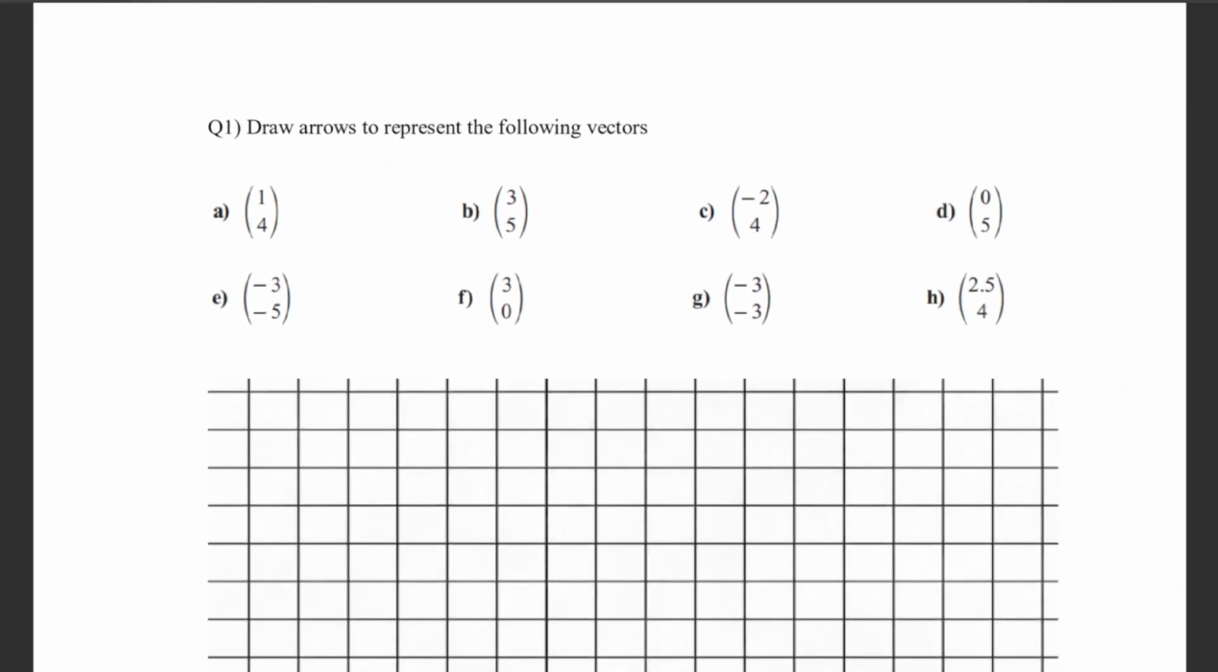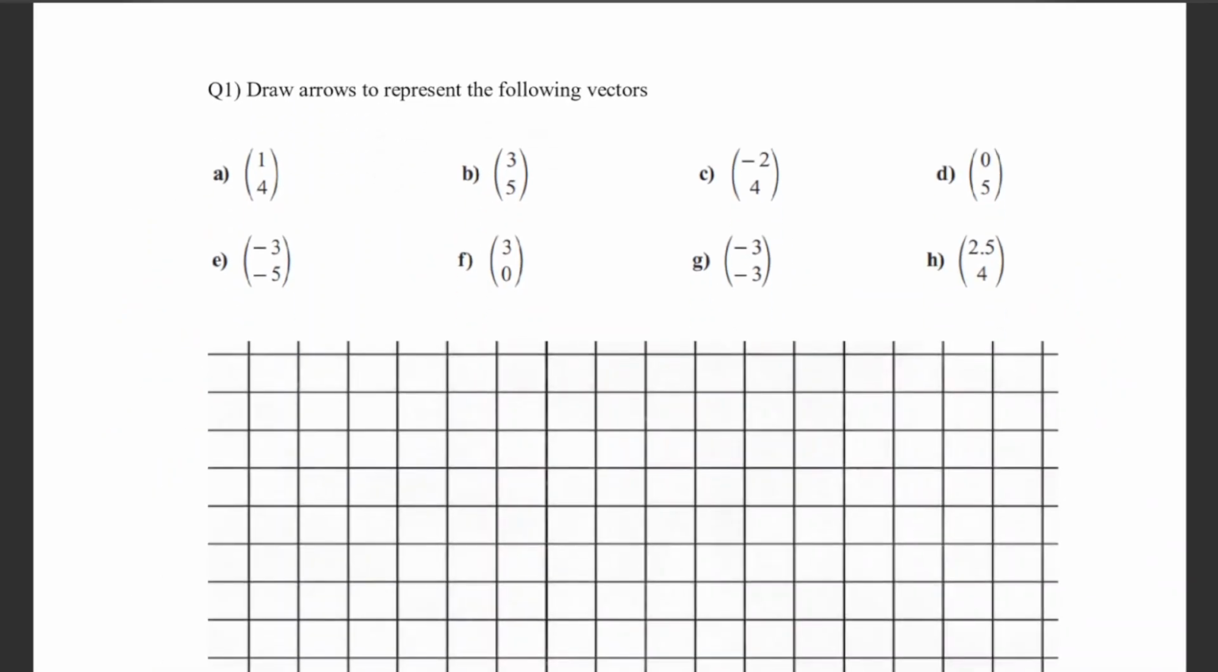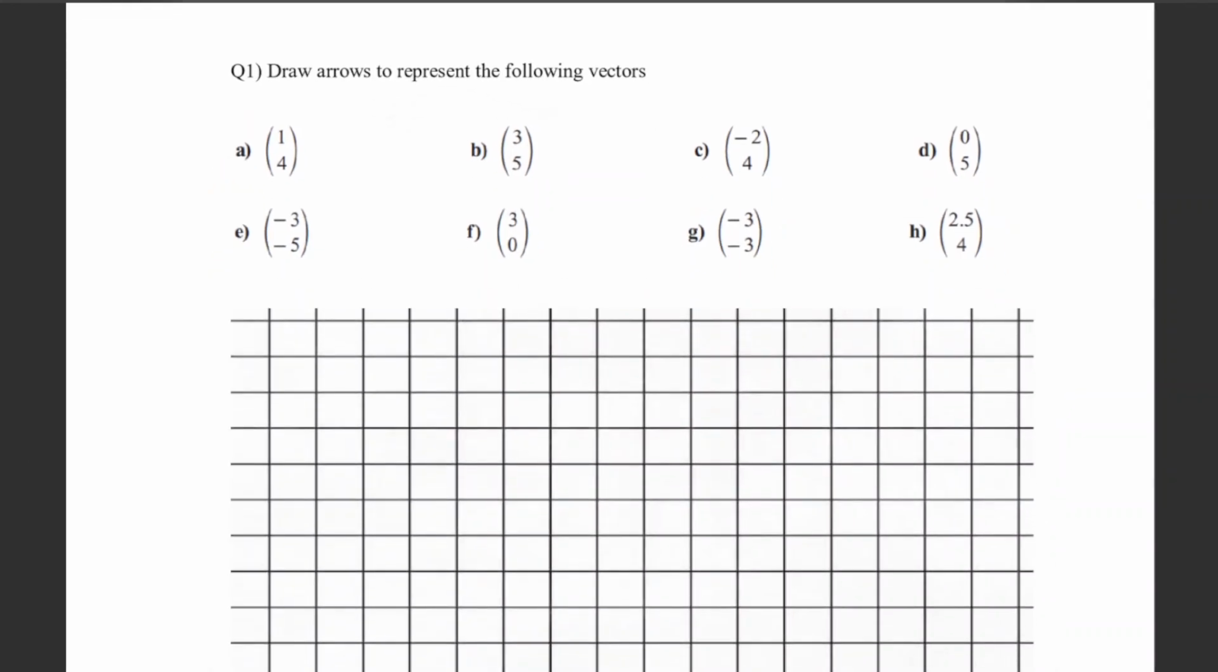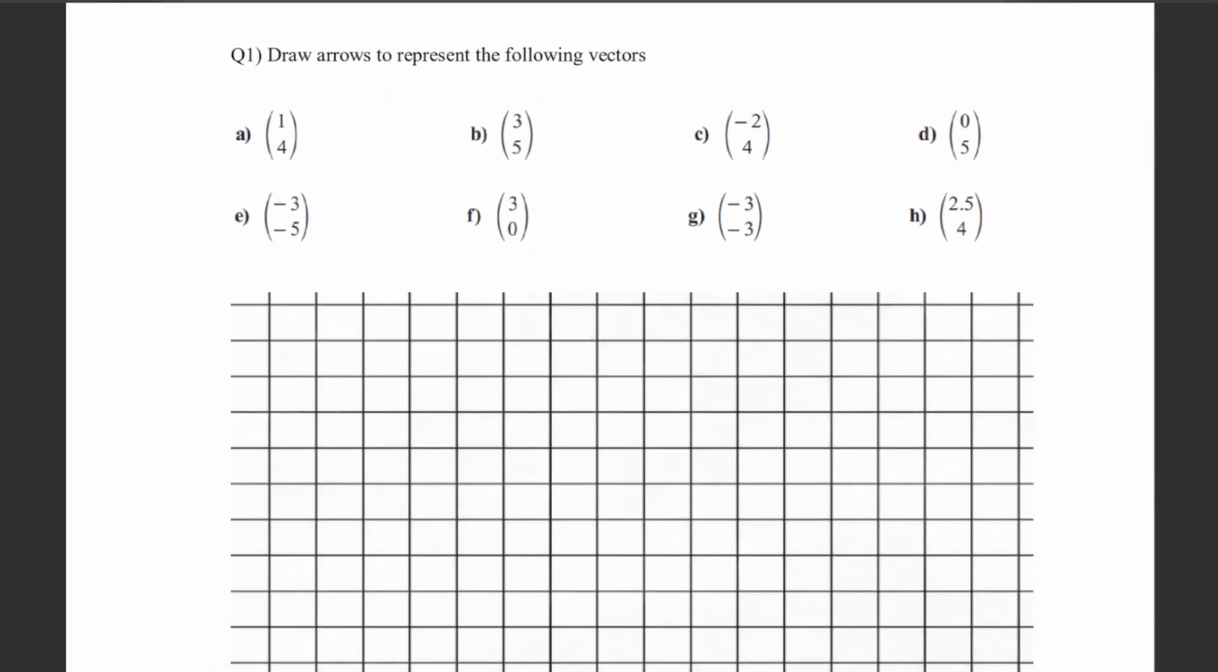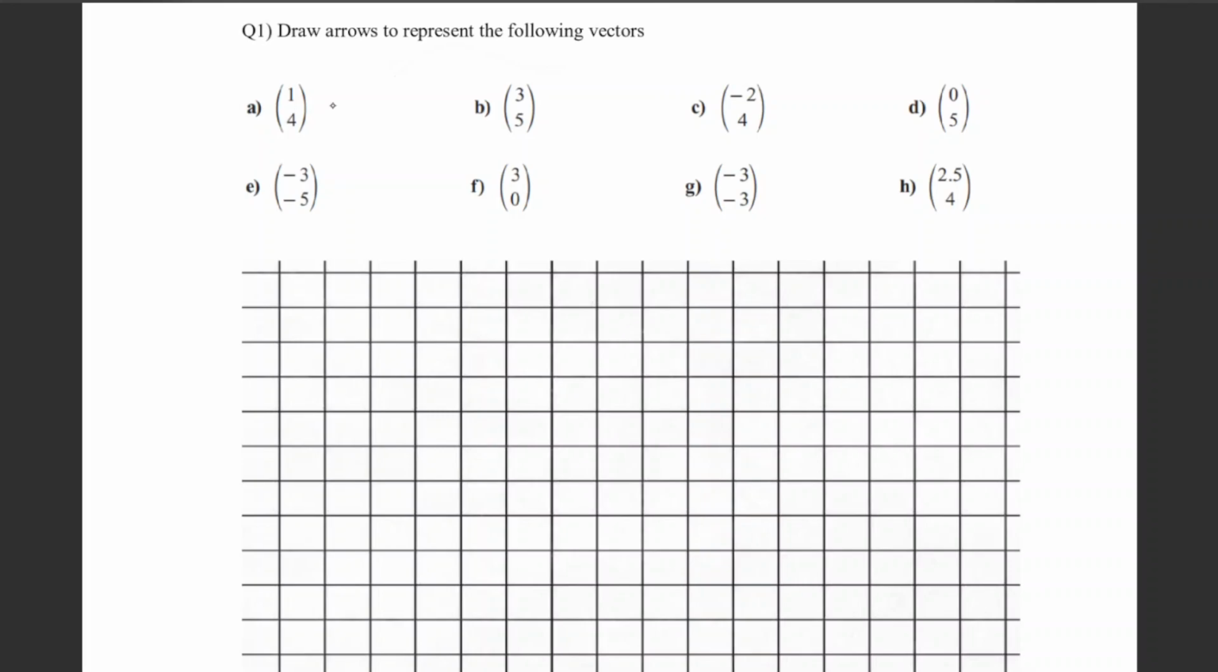Draw arrows to represent the following vector. We have to draw the arrows on the line to represent the following column vector. This is called a column vector. So let us draw some vector. As I told you, this represents x and this represents y.